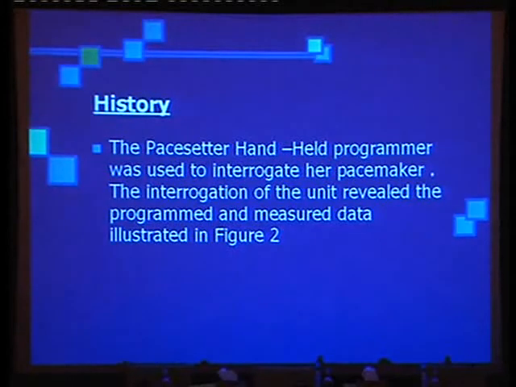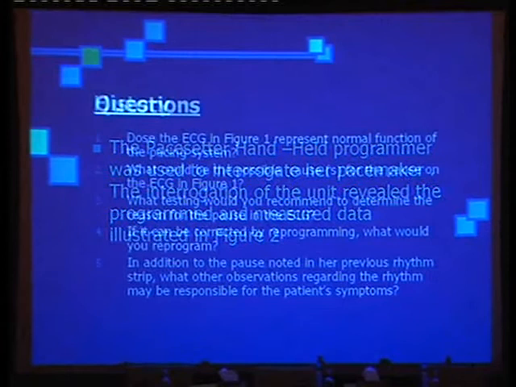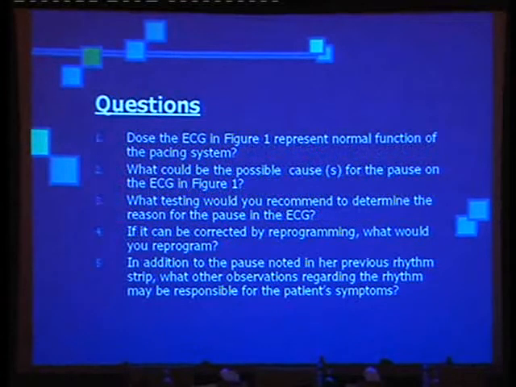After we saw the ECG, we do interrogations. That means we retrieve the information from the generators. In addition to the pause noted in her previous rhythm strip, what other observations regarding the rhythm may be responsible for the patient's symptoms? Because from the history, this patient had a syncopal attack, chest pain, and besides that, a kind of heart failure.